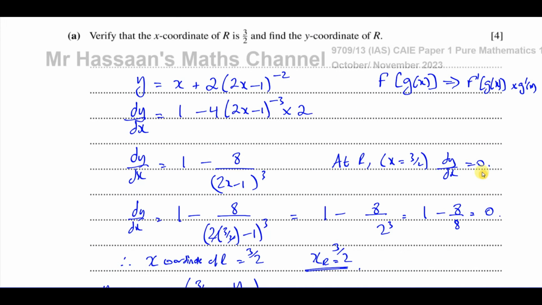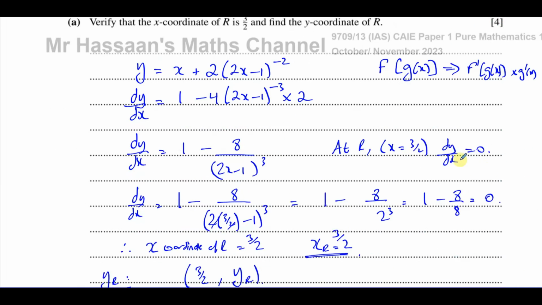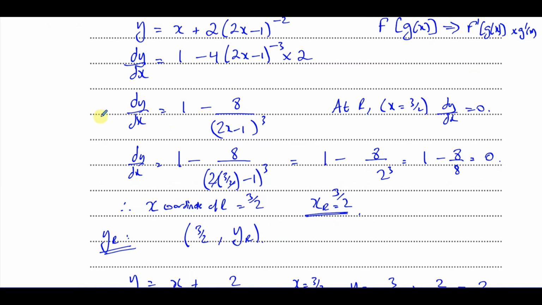That's the first part. Now, if the question hadn't told us that 3 over 2 is the x coordinate of the stationary point, then we would have taken this and equated it to 0. That's also an alternative method of answering this question, although it takes a bit longer and isn't really necessary. I'll just show you quickly on the side. You would just say 1 minus 8 over 2x minus 1 cubed equals 0. Okay, and then you could just rearrange it. 1 equals 8 over 2x minus 1 cubed, and then 2x minus 1 cubed equals 8.